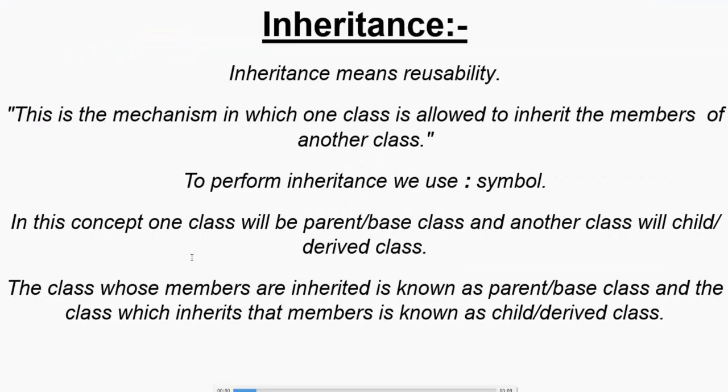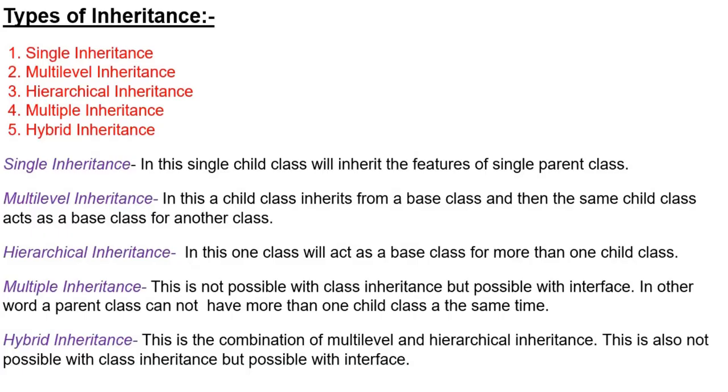Okay, so now we have a few types of inheritance: single inheritance, multi-level inheritance, hierarchical inheritance, multiple inheritance, and hybrid inheritance. We will see them one by one with examples. So first, single inheritance. What is it? In this, a single child class will inherit the features of a single parent class. It means that we will have only two classes.